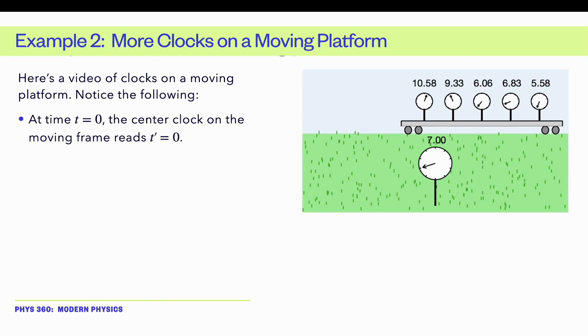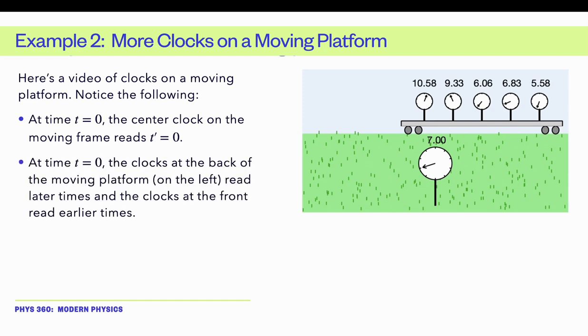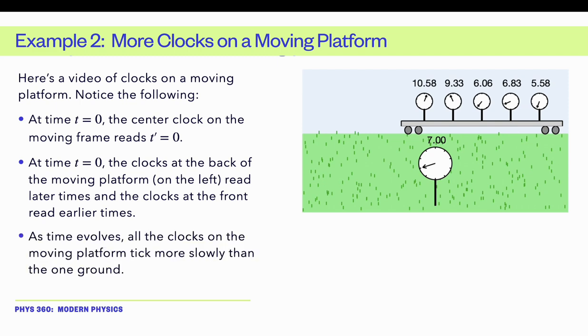At time t equals 0, the center clock read 0. At time t equals 0, the clocks to the left read later times and the clocks on the right read earlier times. And as time evolves, the clocks tick on the moving platform more slowly than the ones on the ground. So you can see actually right here, this clock on the ground reads time t equals 7, whereas that center clock reads 6.06. So not as much time has evolved on that clock as on the one on the ground, due to time dilation.